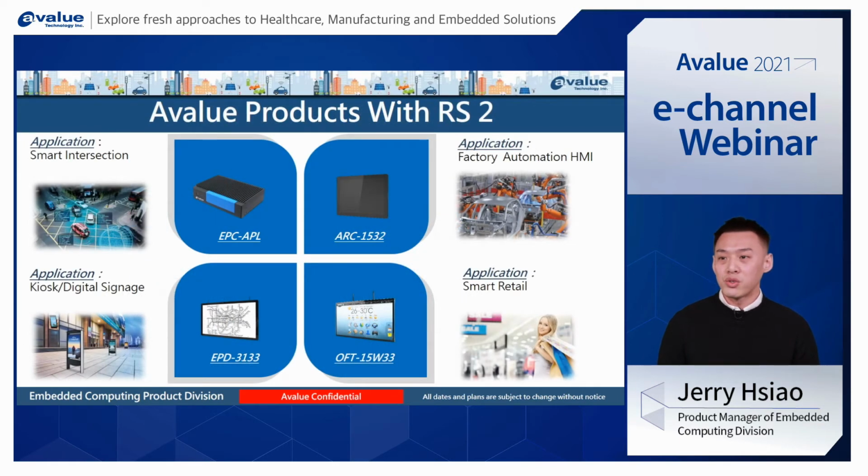So RENITY Sentinel 2 with Avalue products can apply to many applications such as smart intersection, retail, kiosk, and factory. As you can see, more and more unmanned applications are deployed in retail, such as self-ordering and self-checkout machines. So RS2 can help monitor remotely every device in every retail store.